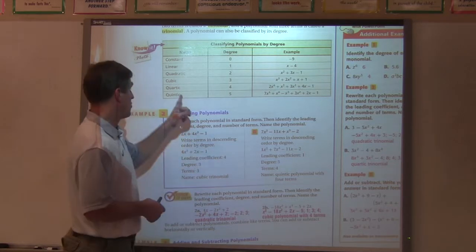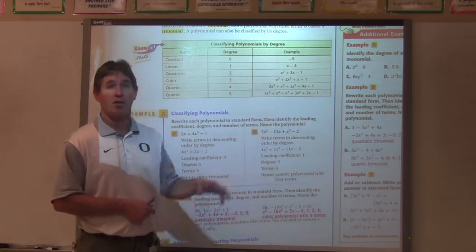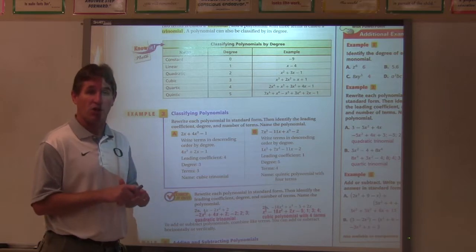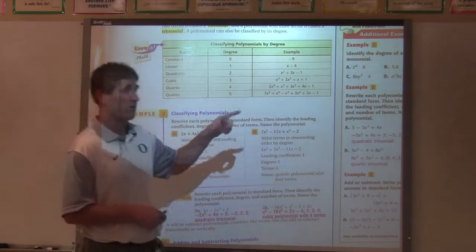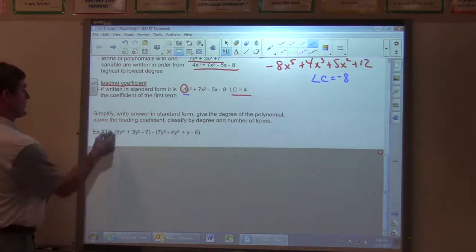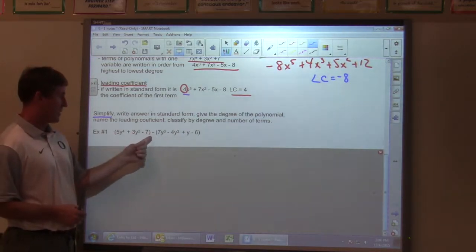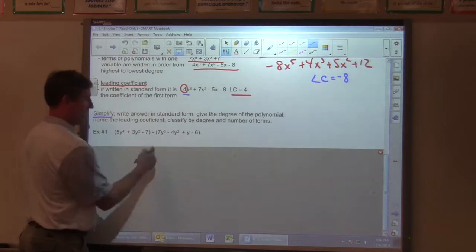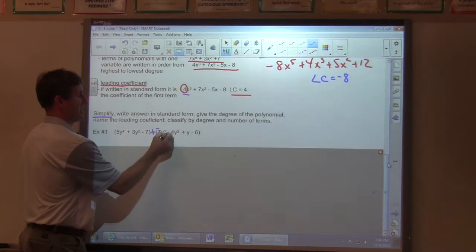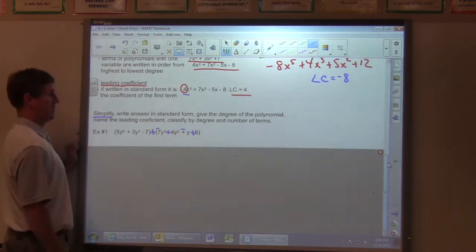So it all depends. You can have a quintic. If it said x to the 5th, that would be a quintic monomial. So when they ask you to classify it by degree and by number of terms, that's how you're going to write your answer. So I'll show you on this example. So let's go through this. So the first thing we're going to do is simplify. So when you simplify, this is just subtraction. Now, my advice again is anytime you have a subtraction, change it to addition and change the sign of everything in the parentheses that follows it.